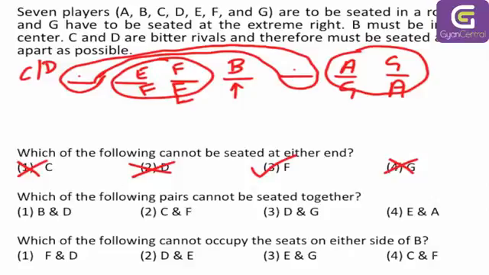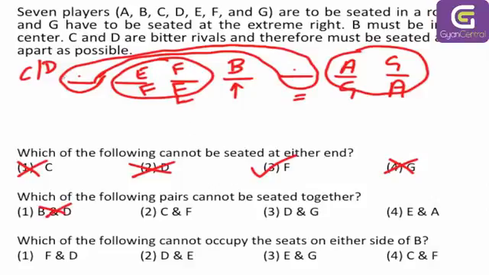So that's the first one. Second one, which of the following pairs cannot be seated together? Okay, B and D, can they be together? Yes, B is here, D can come at this position, so B and D can be together. This cannot be our answer.